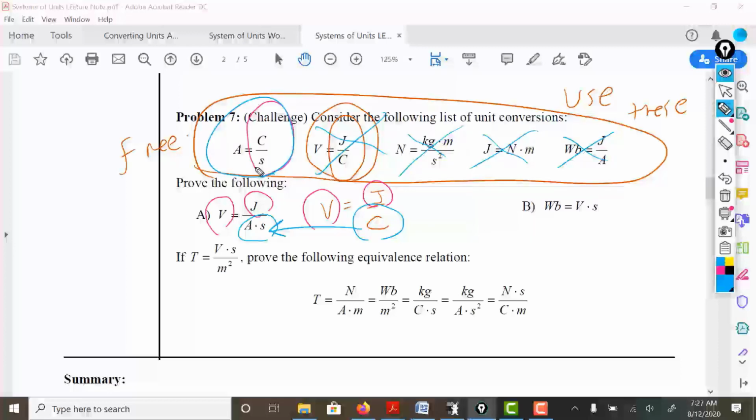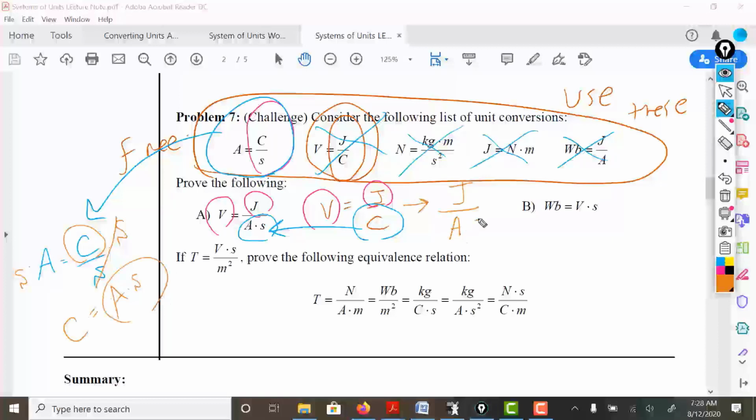Use your algebra skills to go ahead and manipulate this. So for example, I know that A is C over S. But if I want to get the C by itself, it's being divided by S. And the opposite of division is multiplication. So if I multiply both sides by S, this will cancel out. And I get C is A times S. So what I could do now is, if I replace that C with A times S, I get what I'm looking for.